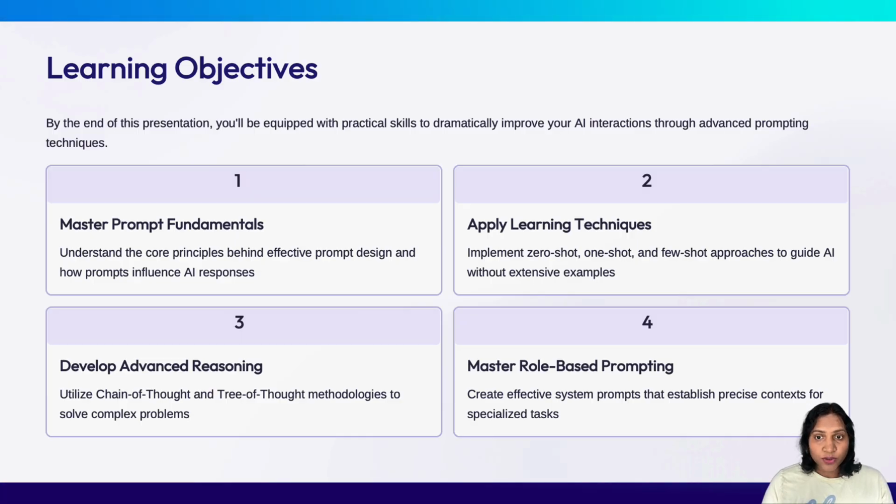Right now, we are just going to explore some of the advanced reasoning techniques such as chain of thought and tree of thought to help you solve some level of human assisted complex problems. Finally, we will also cover creating effective system prompts, which is really important and a lot of times ignored, which can establish very precise context for specialized tasks and allow you to get highly tailored responses from AI.